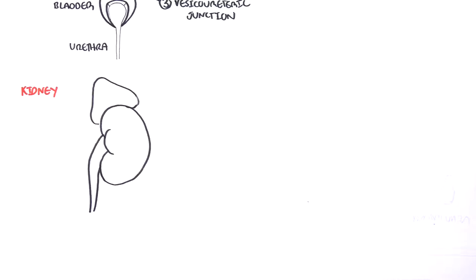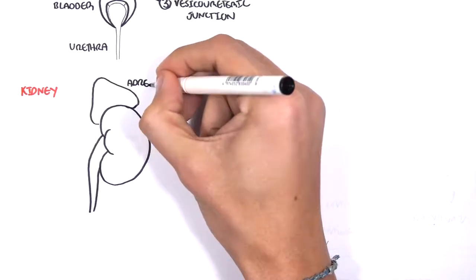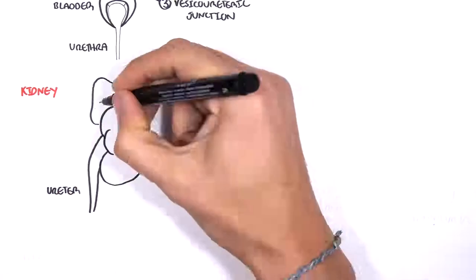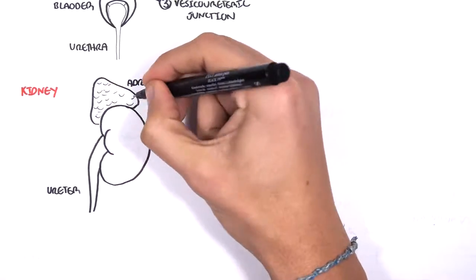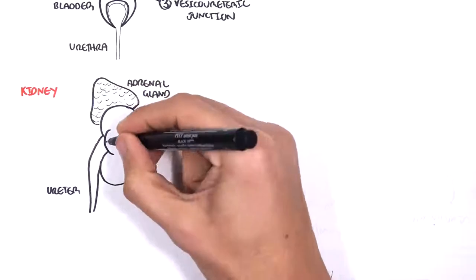Important hormones such as erythropoietin and activation of vitamin D. Here are the adrenal glands, which are again the endocrine glands that sit above our kidneys. Here is the ureter.